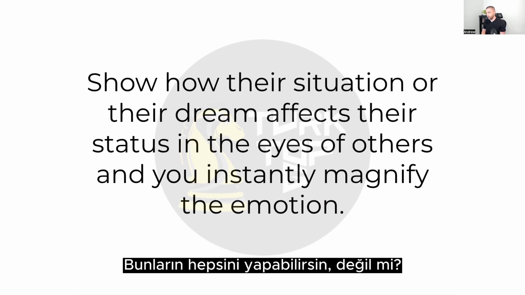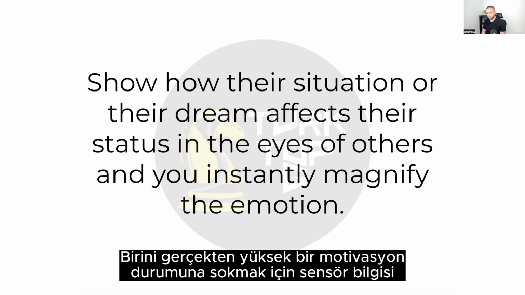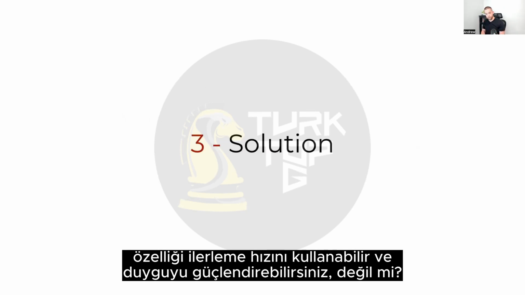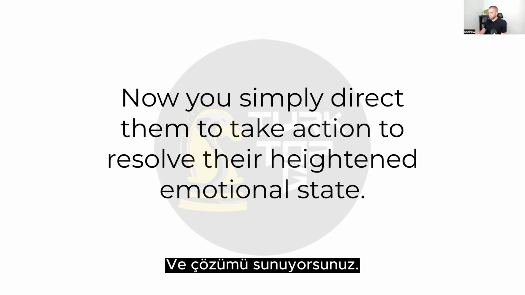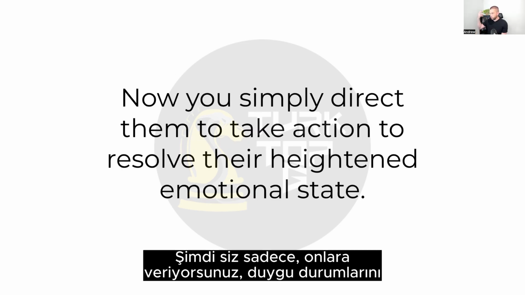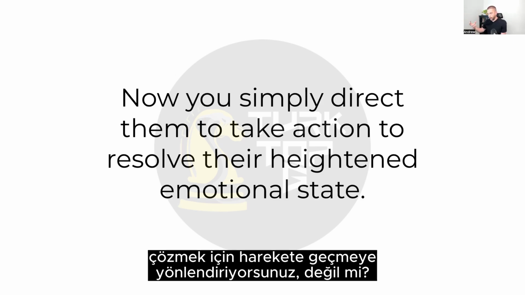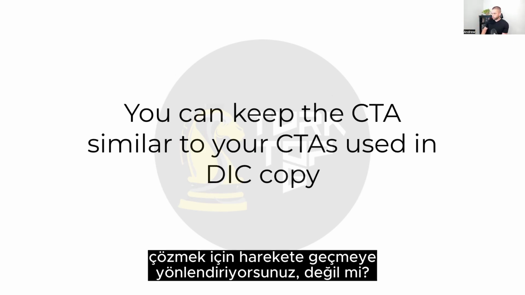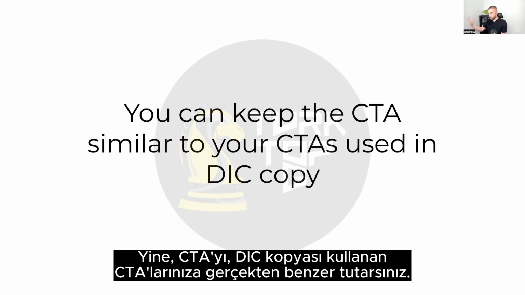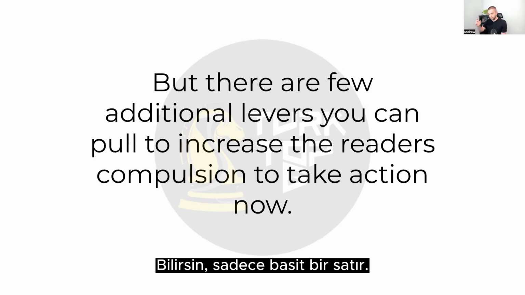You can do all of these things, right? You can use sensory information for future pacing and amplifying the emotion to really get someone to be in a state of heightened motivation, right? And then you present the solution. Now you direct them to take an action to resolve their heightened state of emotions, right? Again, you keep the CTA really similar to CTAs using DIC copy, just one simple line.